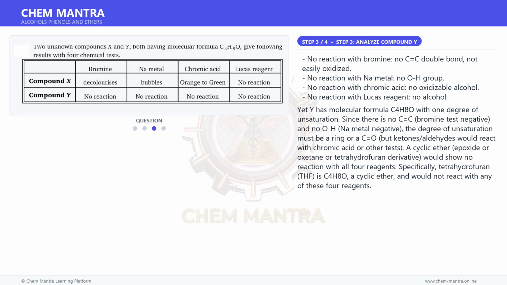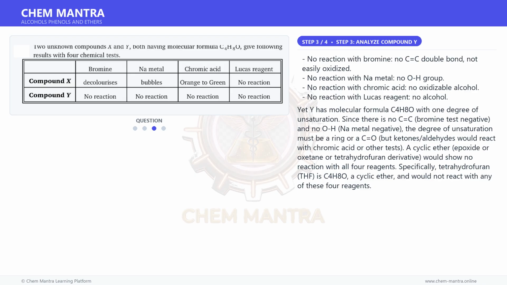No reaction with bromine, no C=C double bond, not easily oxidized. No reaction with Na metal, no OH group. No reaction with chromic acid, no oxidizable alcohol. No reaction with Lucas reagent, no alcohol. Yet Y has molecular formula C4H8O with 1 degree of unsaturation.